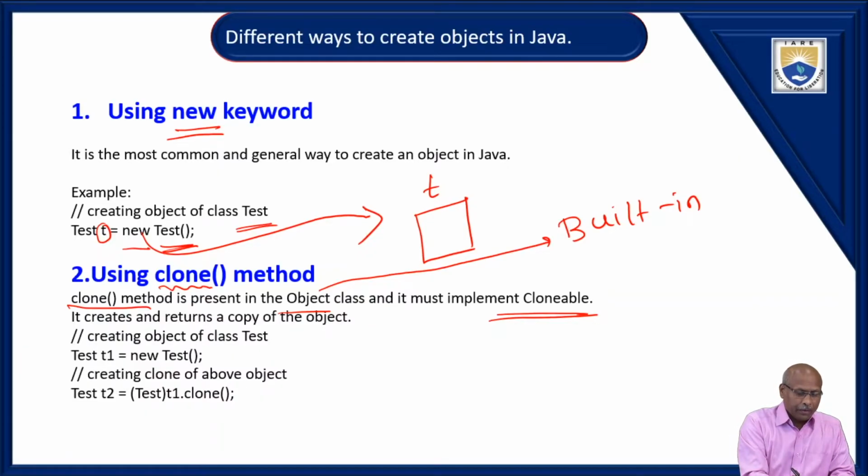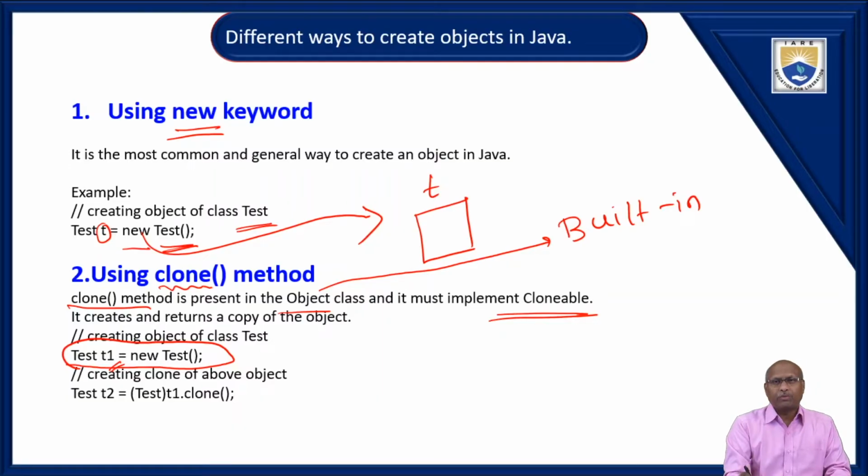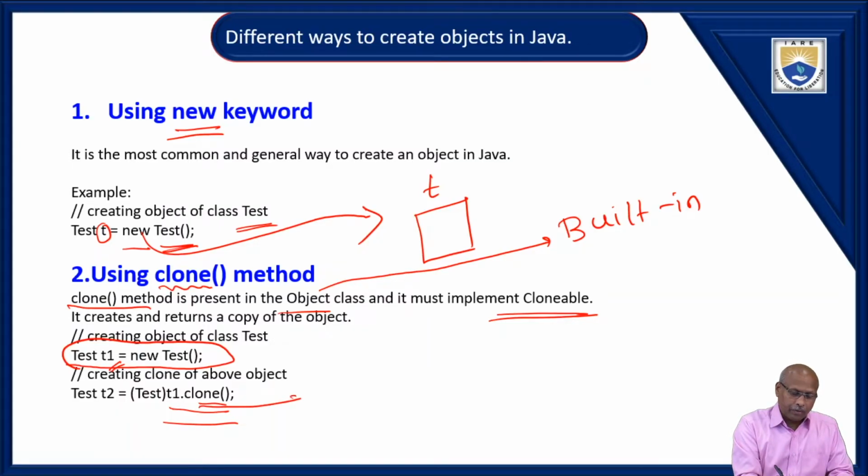For example, I am having T1. T1 is what? T1 is an object. That object I have created using new. But I want to create one more object, that means an exact clone of T1. So what I will do? Test T2 equals T1.clone. Whatever the T1 is there, same thing I will clone it. Clone means I will make one more Xerox, one more object.